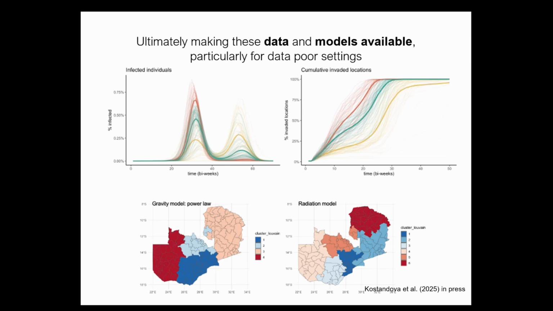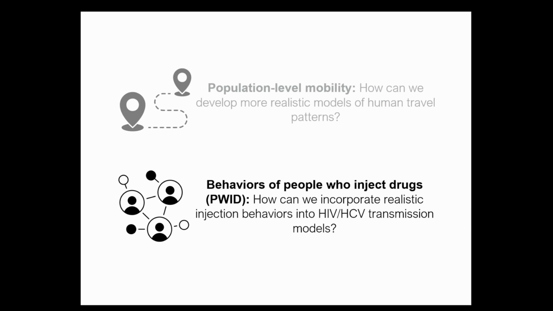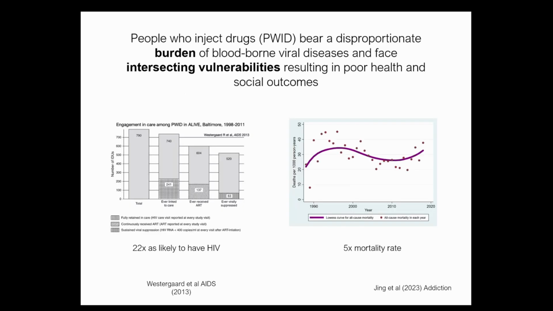And so she's also been simulating these to try to better understand how that impacts the transmission dynamics. So now I'm going to shift gears a little bit and talk about some of the work that we've been doing about the behaviors of people who inject drugs. This is a very different population, very different from these population-level mobility questions.